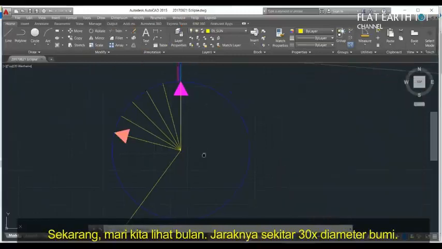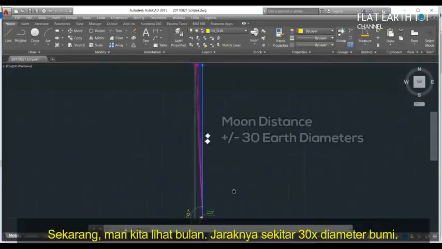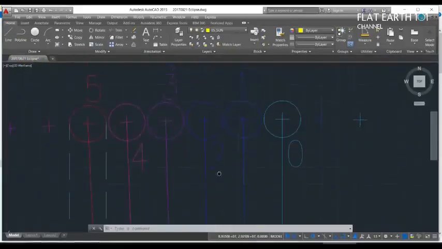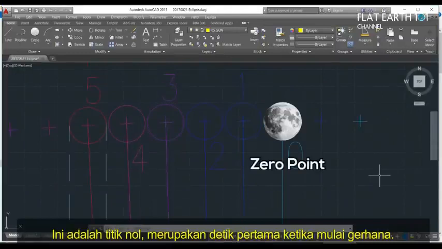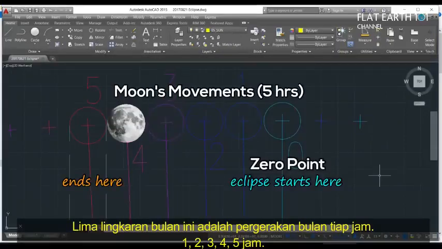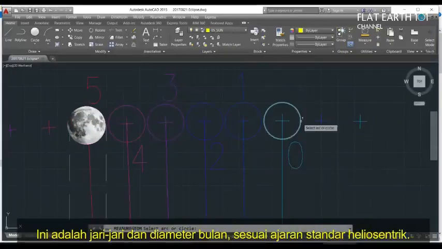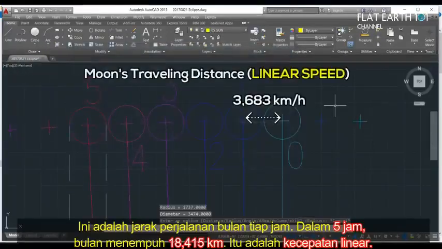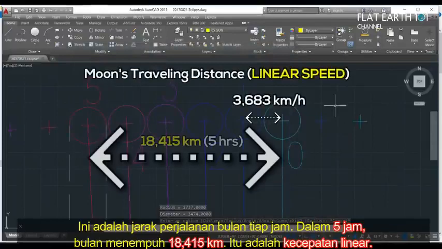Now let's go to the moon. It's 30 Earth diameters away. The Earth is a small circle over here and the moon is over there. Let's zoom in. This is the moon at the 0 point when the first second of partial eclipse started. These 5 moons represent its movements every hour: 1, 2, 3, 4, 5 hours. This is the moon's radius and diameter according to standard heliocentric. This is the moon's traveling distance every hour. Within 5 hours, it travels 18,415 kilometers.